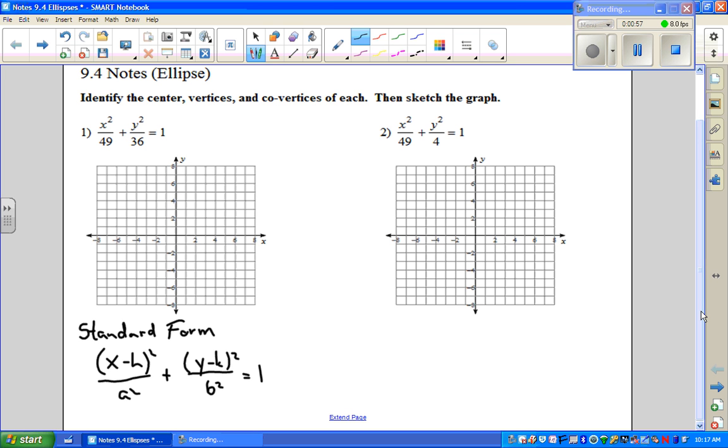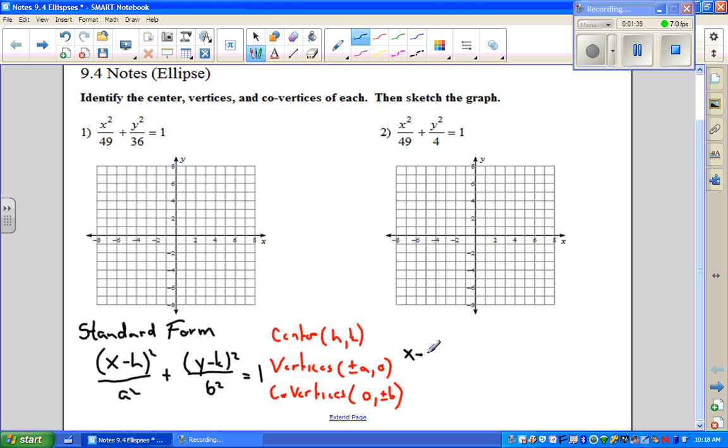And in this standard form, the important things that you're going to have to take out of here is the center. The center is obviously going to be at h comma k. You're also going to have to take out your vertices. In this one, your vertices are going to be plus or minus a comma 0, and your co-vertices in this standard form are going to be 0 comma plus or minus b.